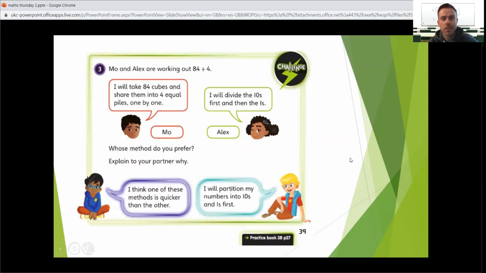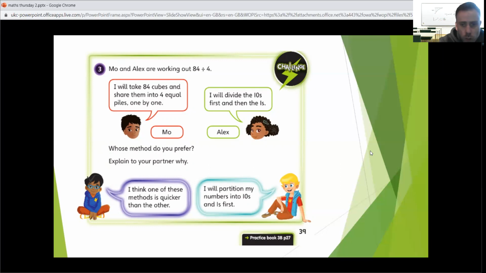All right. One last little challenge before I tell you about our Power Maths. So we've got Mo and Alex, and they're doing some maths. Good for them. Mo and Alex are working out 84 divided by 4. Mo says, I will take 84 cubes and share them into 4 equal piles, 1 by 1. Alex says, I will divide the 10s first and then the 1s, which is kind of what we've just been doing, isn't it? Whose method do you prefer? Explain to your partner, you might not have a partner, explain to people in school, if you're in school, or maybe someone at home, which one you like best.